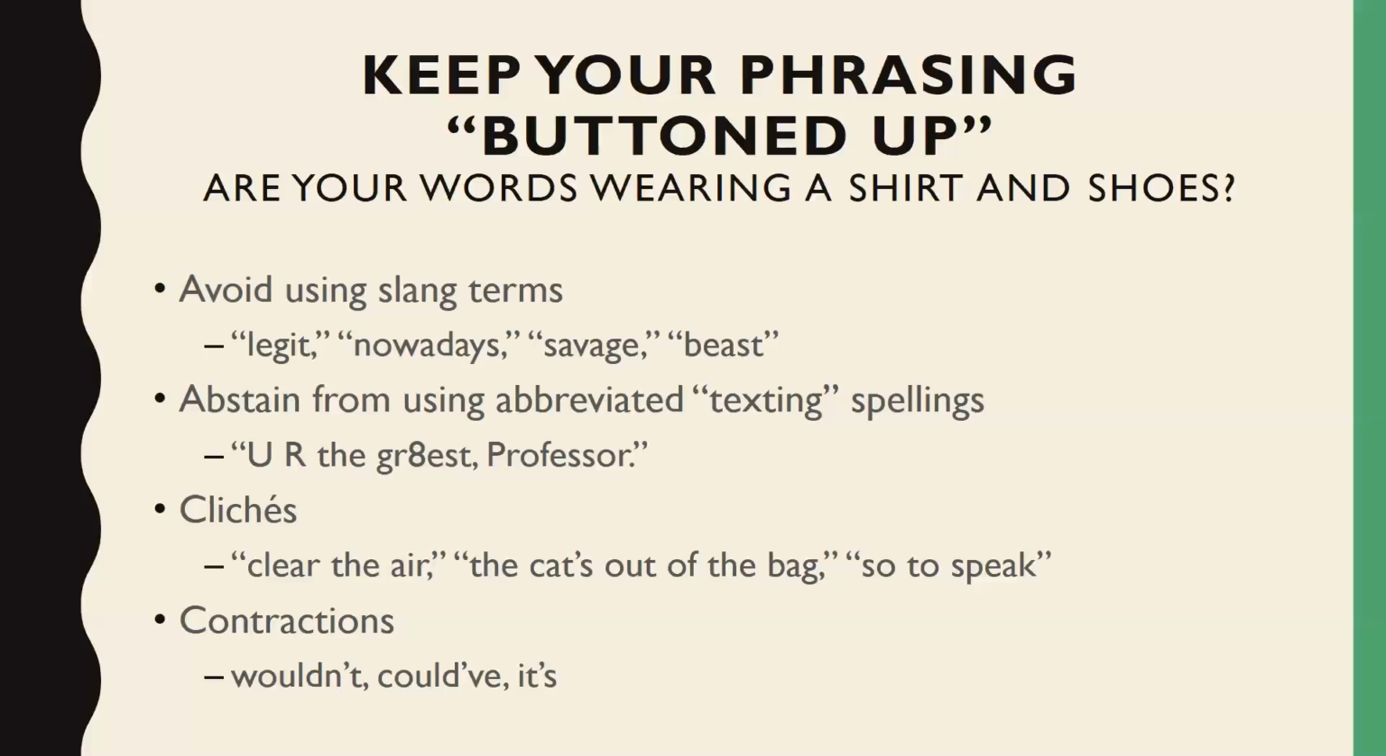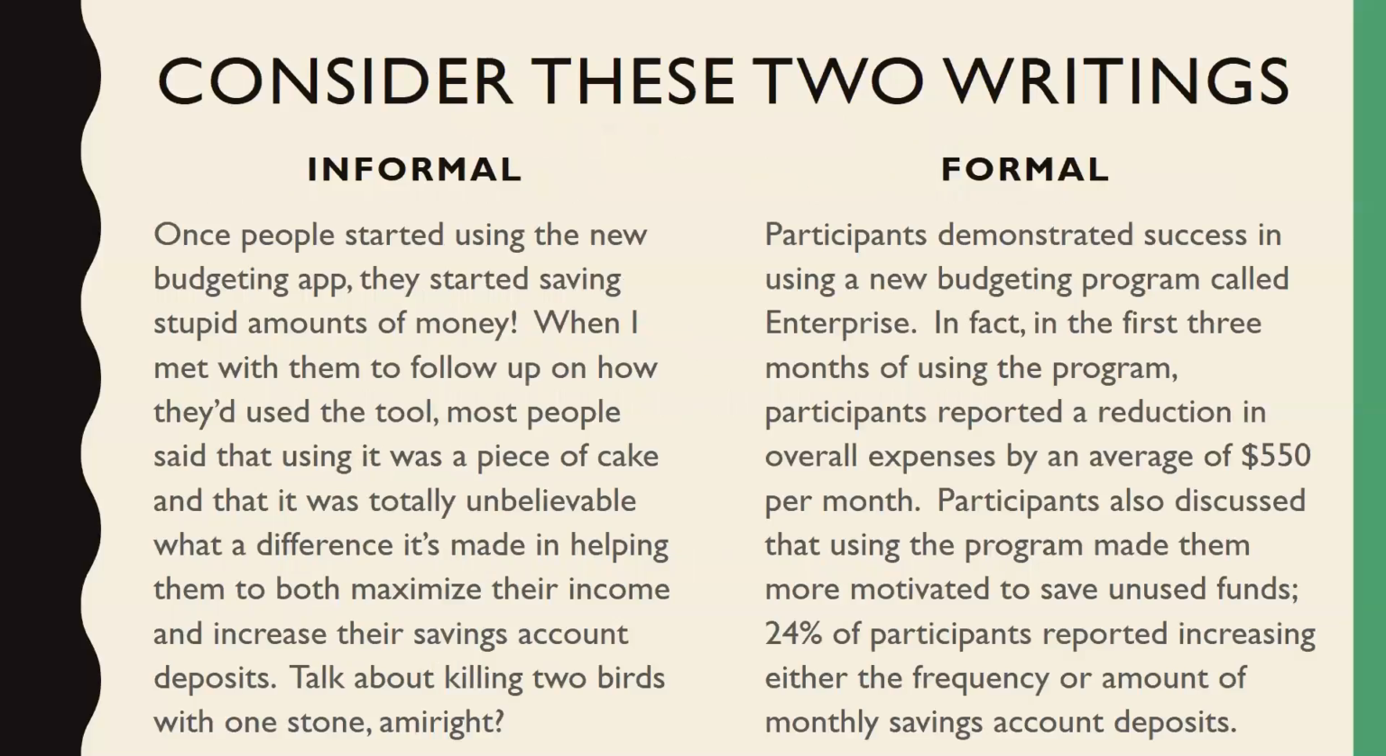That gives the tone of our writing a less formal projection of ourselves. And so instead of saying wouldn't, we should say would not. Instead of saying could've, we should say could have. Instead of saying it's, we should say it is. It just helps to maintain that formal level of tone. Okay, so side by side, we have two paragraphs that are focused on very similar subjects, and we can see the difference between the formal and the informal expressions of these words. So here, just here, the informal version first.